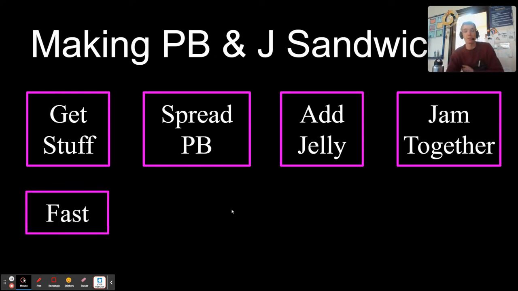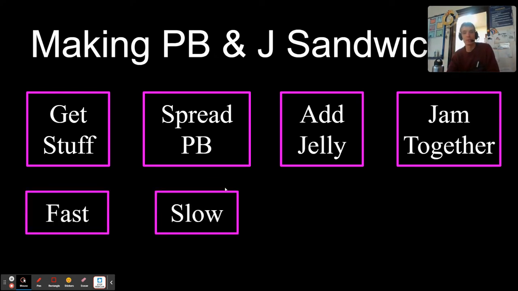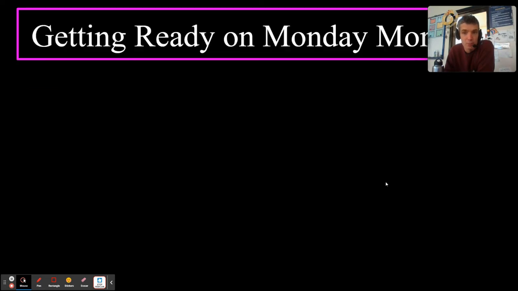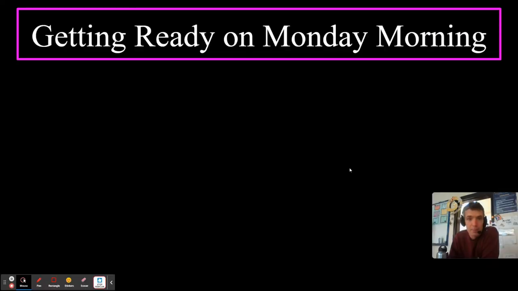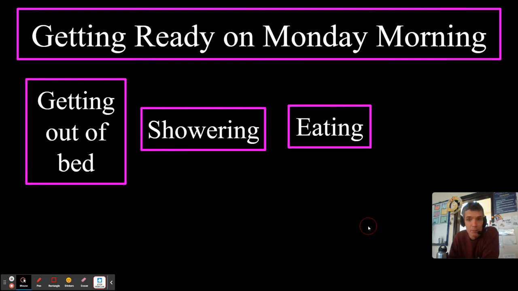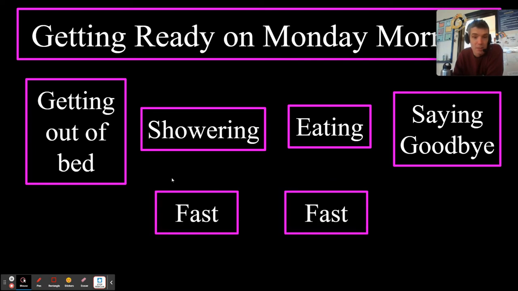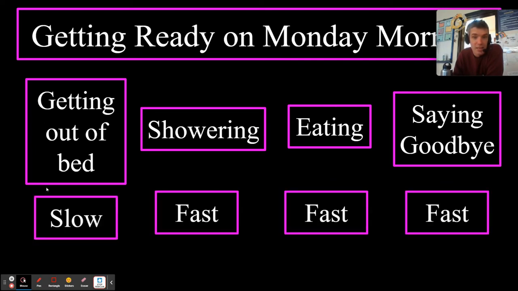For me, the slowest one is always the spreading of the peanut butter. Maybe it's because I like so much peanut butter on there, right? But the different steps themselves have different rates, and that's going to be important for this topic. Just like getting ready on a Monday morning, the one that takes the most time to me is getting out of bed. It's the hardest thing to do. It takes the most time.